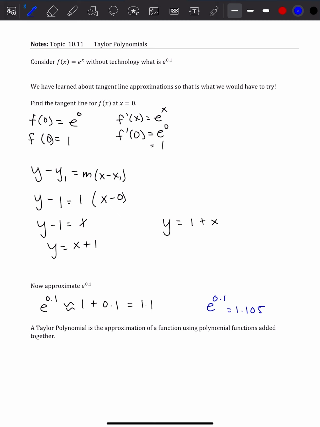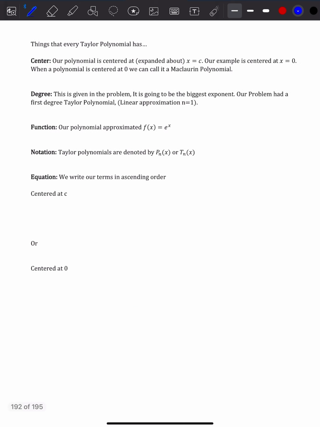So a Taylor polynomial is an approximation of a function using polynomial functions added together. So this tangent line that we've been dealing with, this is a Taylor polynomial. Realistically, it's an example of a Taylor polynomial. So there's a couple things that we need to know about Taylor polynomials to kind of help us out. So things that every Taylor polynomial has.